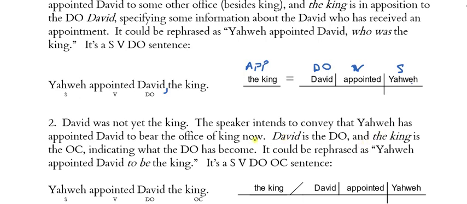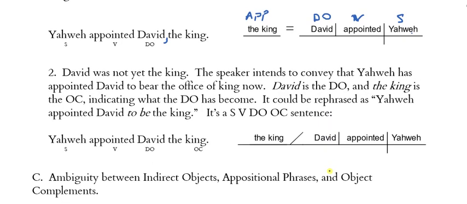And the speaker intends by the sentence then to convey that Yahweh has appointed David to bear the office of king. Now, David then is the direct object, but the king is not in apposition to David. Rather, the king is the object complement, indicating what the direct object David has become as a result of the appointing activity. It could be rephrased as Yahweh appointed David to be the king. It's a subject, verb, direct object, object complement sentence.